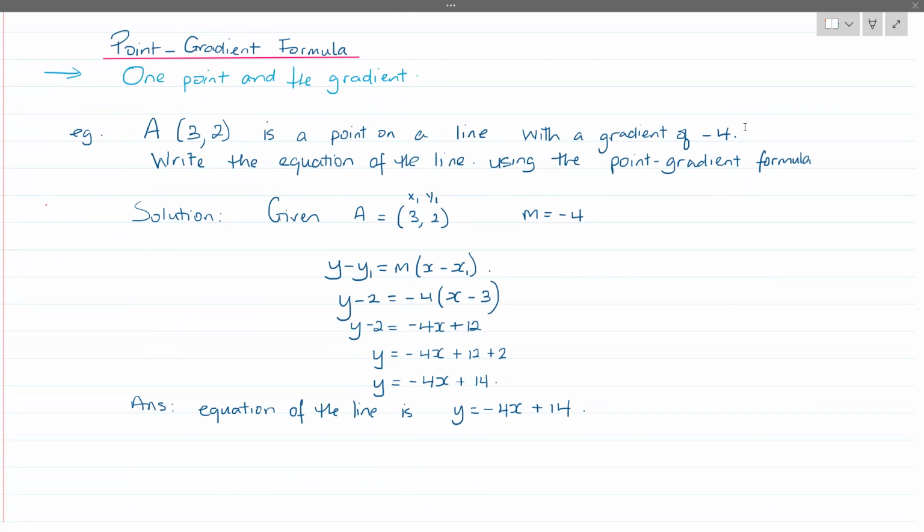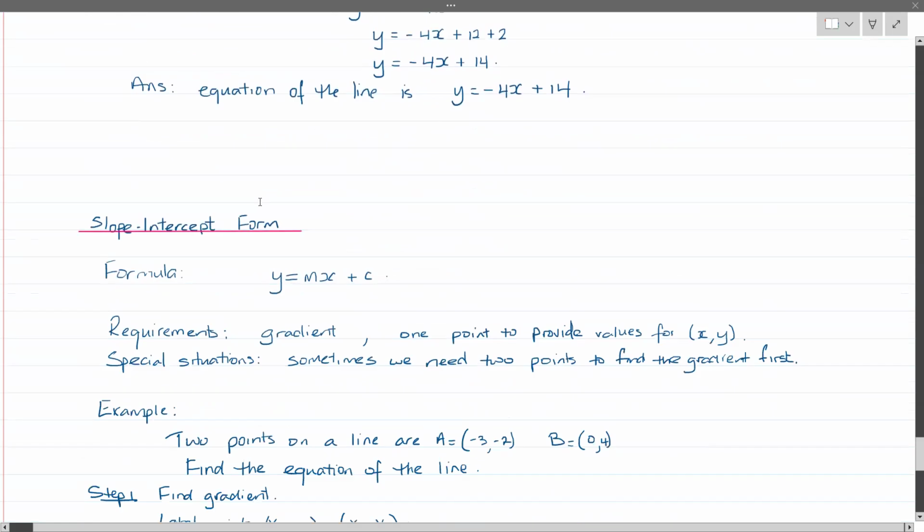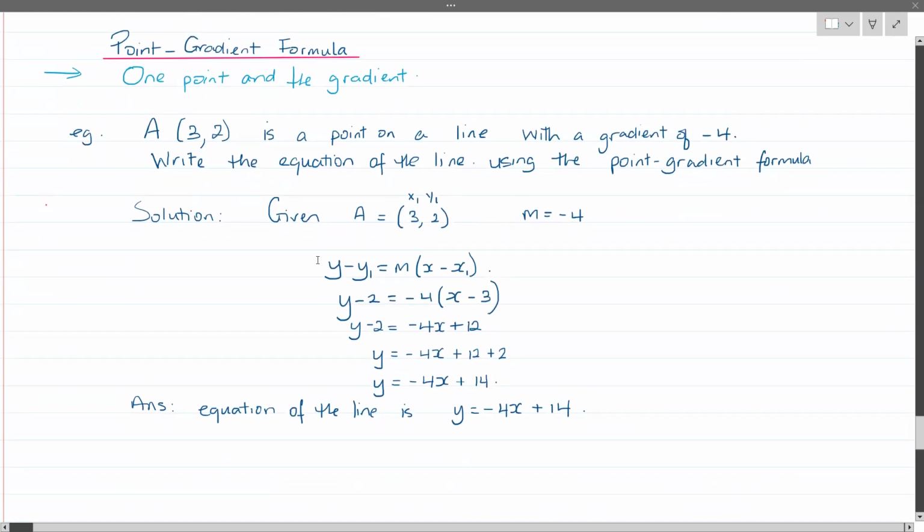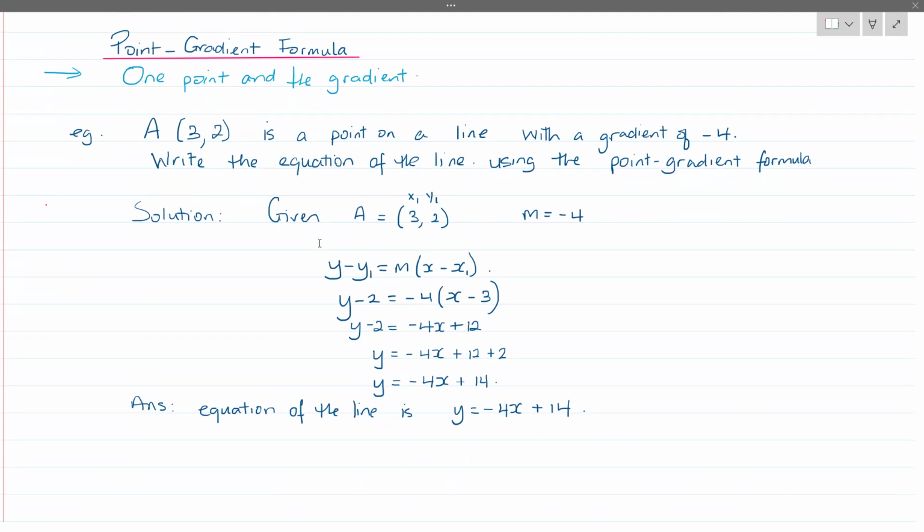So not a big set of working in this one, short working, because we know what the gradient is. It depends on what you're given. You could use either the point gradient formula or the slope-intercept formula. But what will be consistent between both of them is whether you need to find the gradient first or whether you could go straight to finding the equation of a line. Let me repeat that. Some questions, you may already have the gradient.